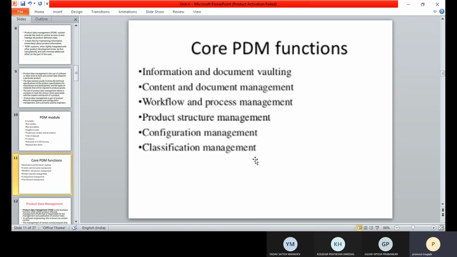In case of classification, as I have given the example of the library, there are magazines, the rack is different, the book sections are different, the manual sections are different, the journal sections are different. So this classification should be there in a software-based PDM system as well as in a manual PDM system. These kinds of things are available with the organization, and these are the core functions of the PDM. Just write down 1, 2, 3, 4 related to product data management.